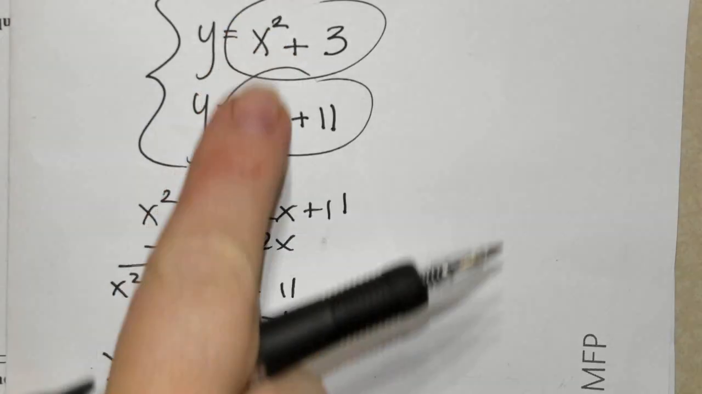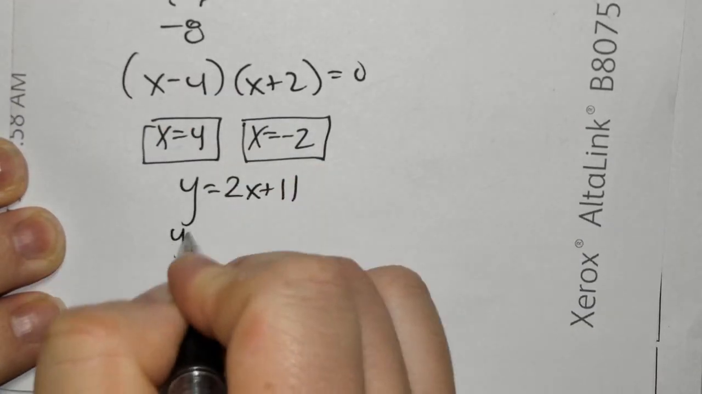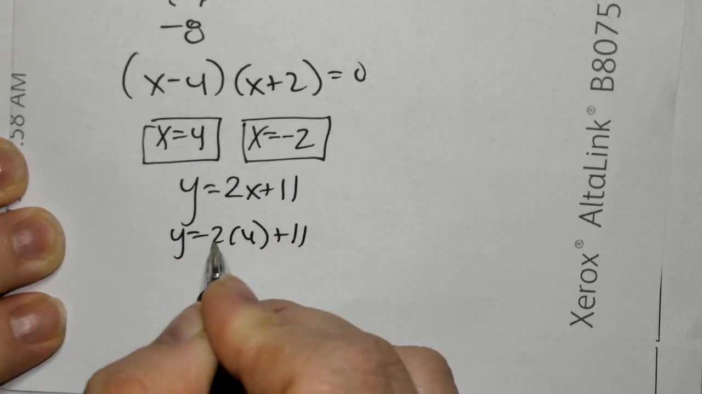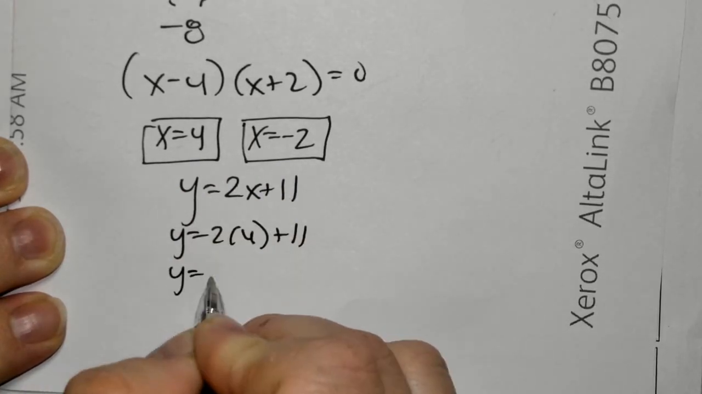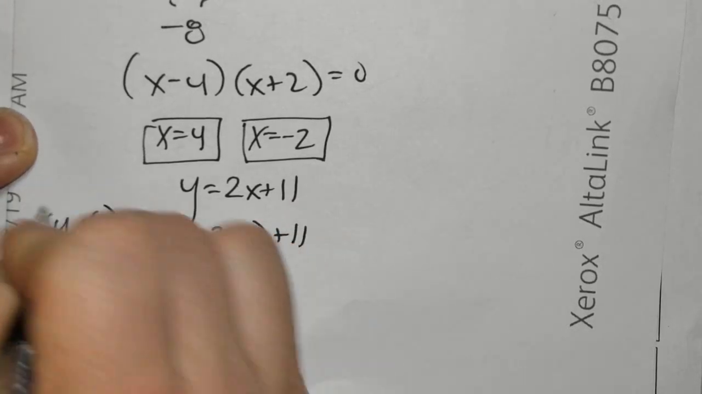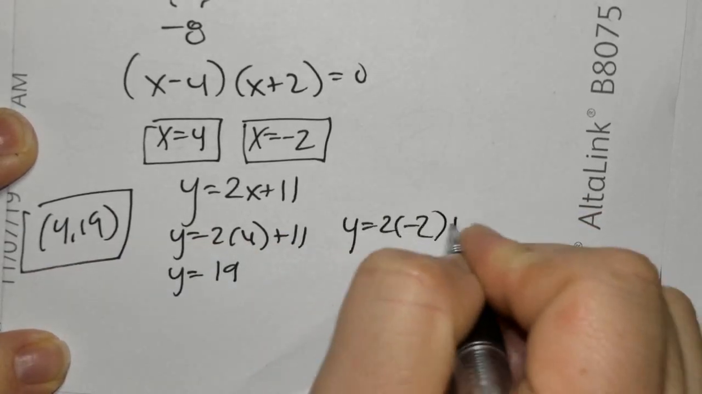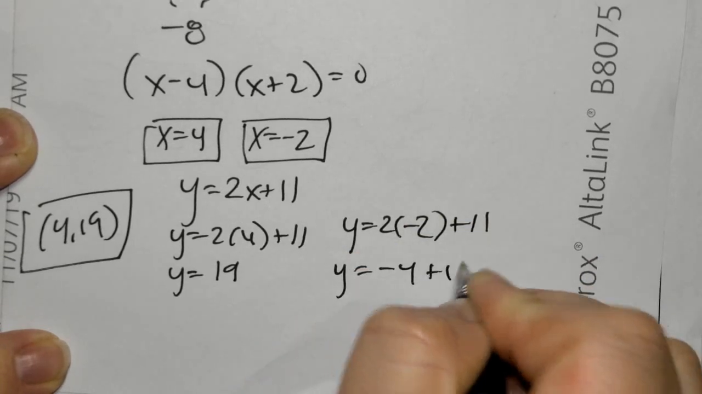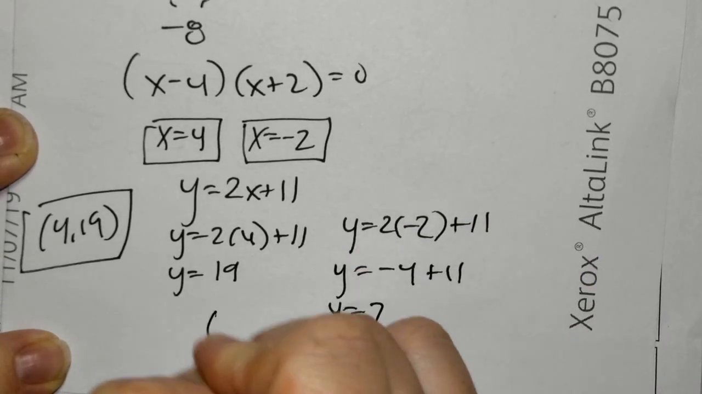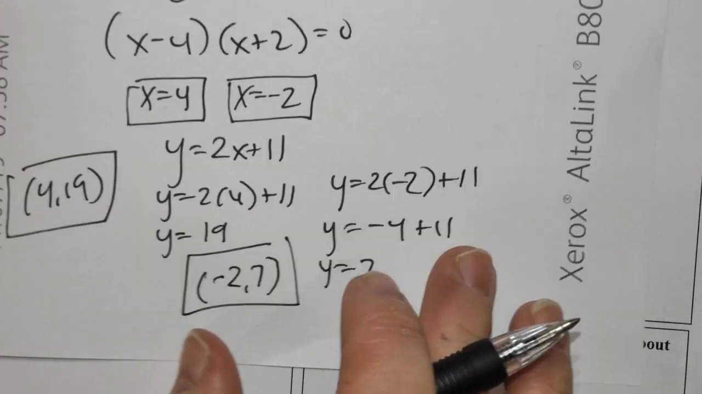So I look back up at the original problem. I choose whatever equation looks easier. I'm going to choose the bottom one. And now I'm going to substitute in 4. 2 times 4 is 8. 8 plus 11 is, help me out, 8 plus 11 is 19? Okay, so 4, 19 I believe is one solution point. And 2 times -2 plus 11. So -4 plus 11 would be 7. So -2, 7 is your second point. Now, am I right? I don't know. Let's check.